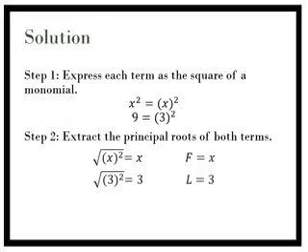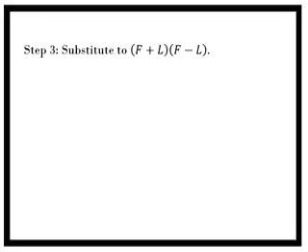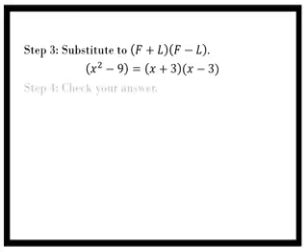So the square root of x squared is equal to x, and that would be our f, or the first term, and the square root of 3 raised to the power of 2 is equal to 3, and that would be our l, or the last term. Third, substitute to the general formula. So x squared minus 9 is equal to x plus 3 multiplied by x minus 3.